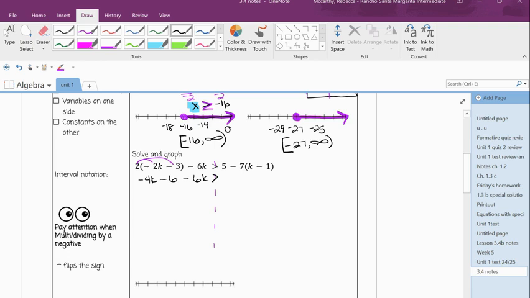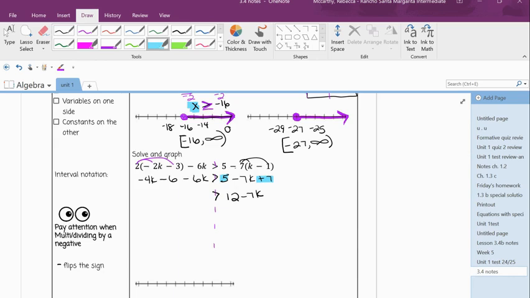I'm going to distribute on the right as well. This 5 is not distributed because it's not touching that parentheses, and I get negative 7k plus 7. And again, I have 3 terms on the right side, so I know I'll be able to combine some terms. Those are like terms, so that gives me a 12 minus 7k.